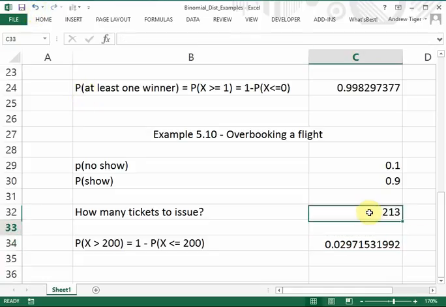Maybe something around there, between 210 and 215. Okay, that should be enough examples of application of the exponential distribution.